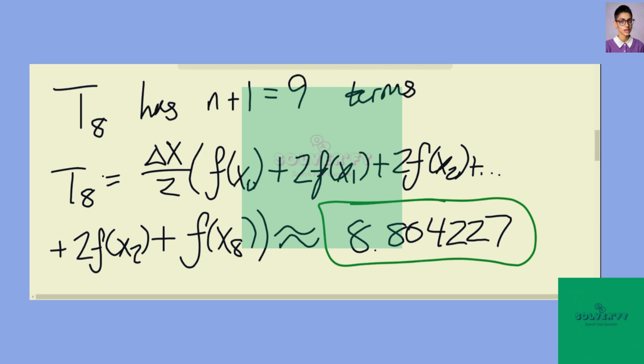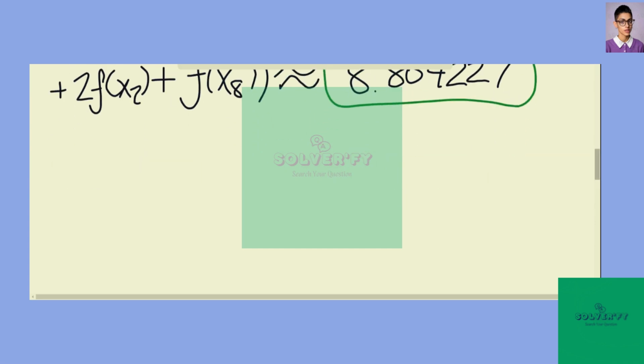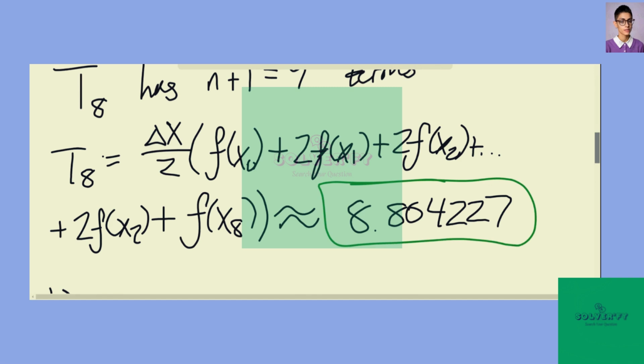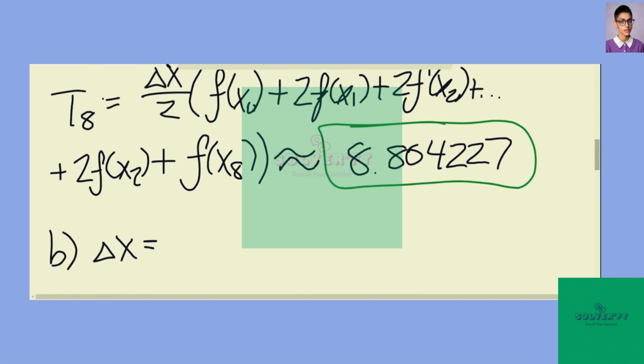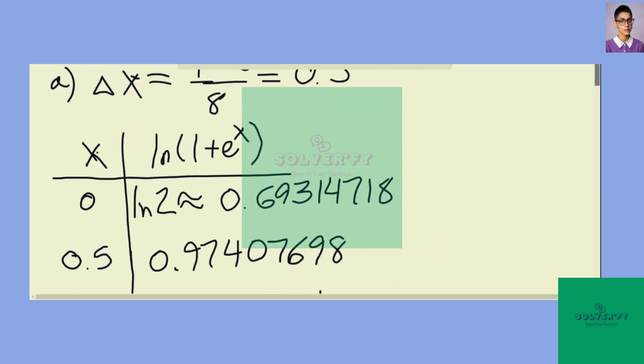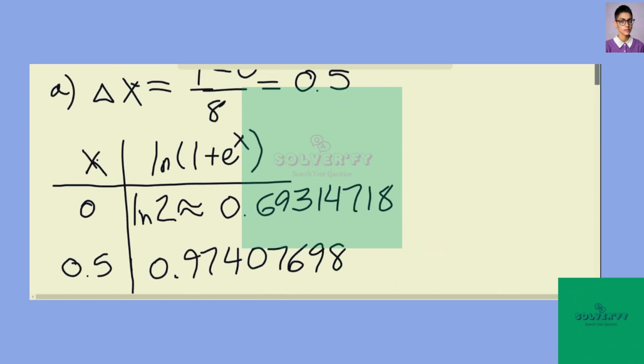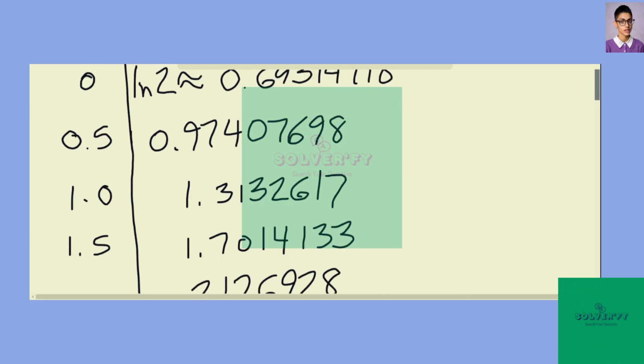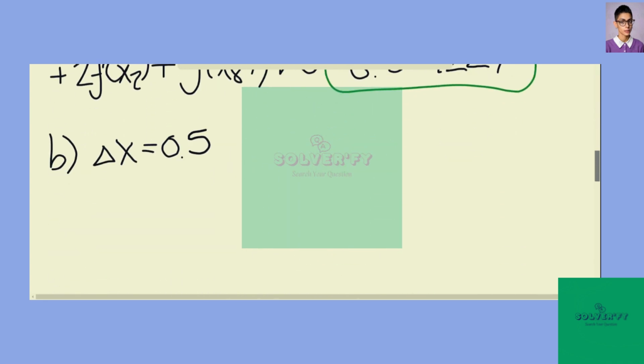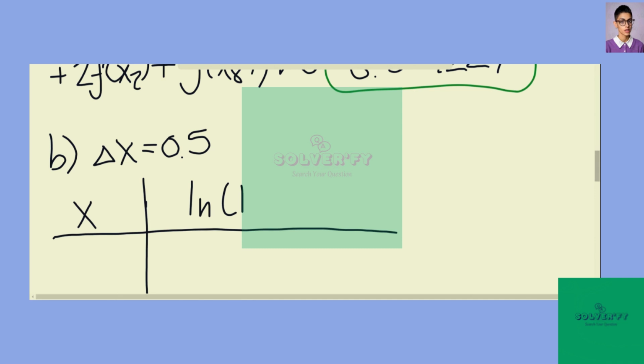Now in part B, we're asked to use the midpoint rule. This is similar to part A, except that in the midpoint rule, we have the same step size, delta x equals 0.5, but now we want to find the values of the function natural log of 1 plus e to the x at the midpoints of these intervals. So we're going to start drawing another table. First column x, second column is the natural log of 1 plus e to the x.